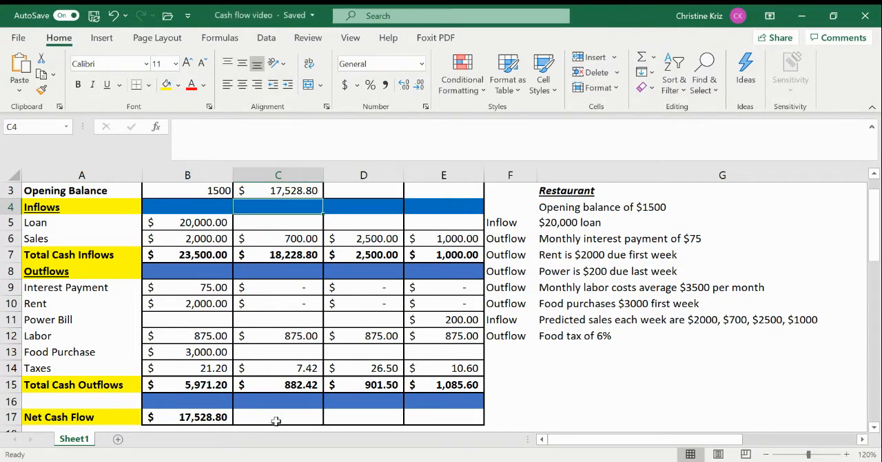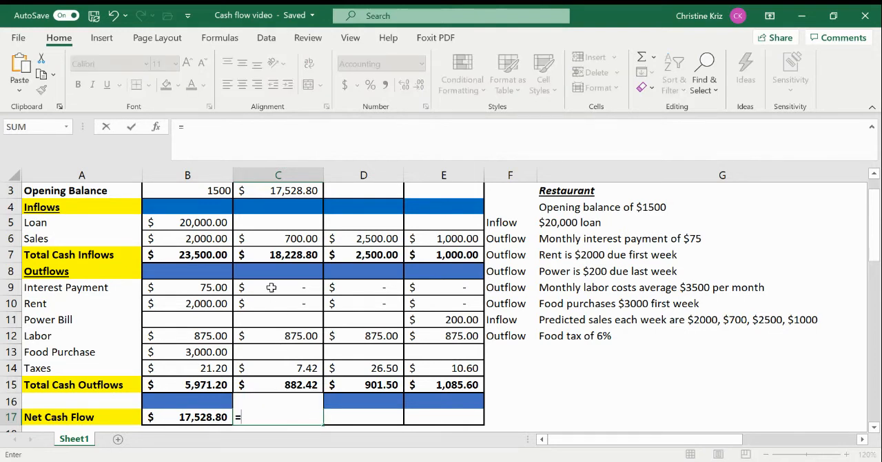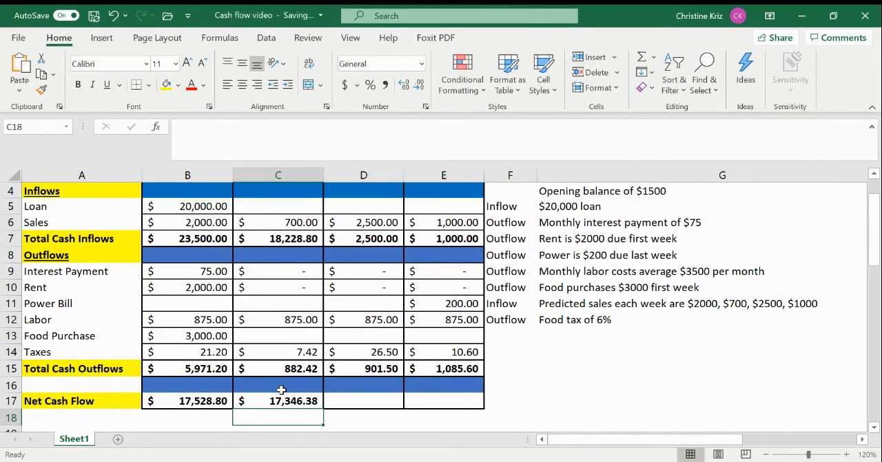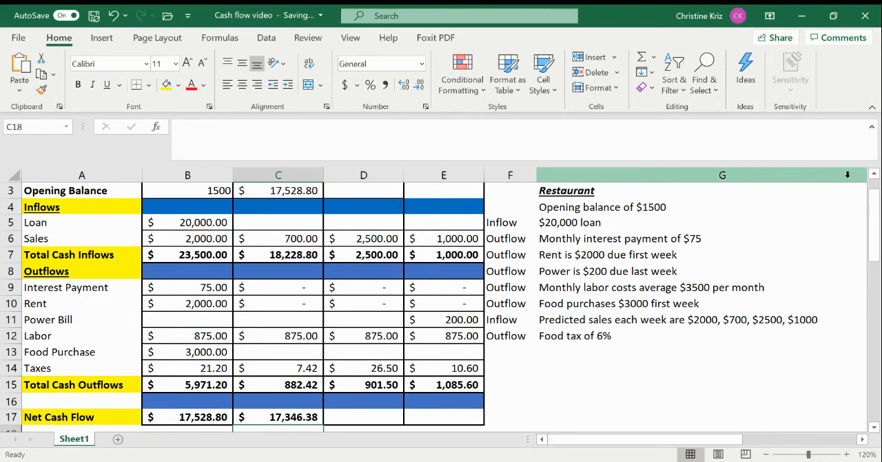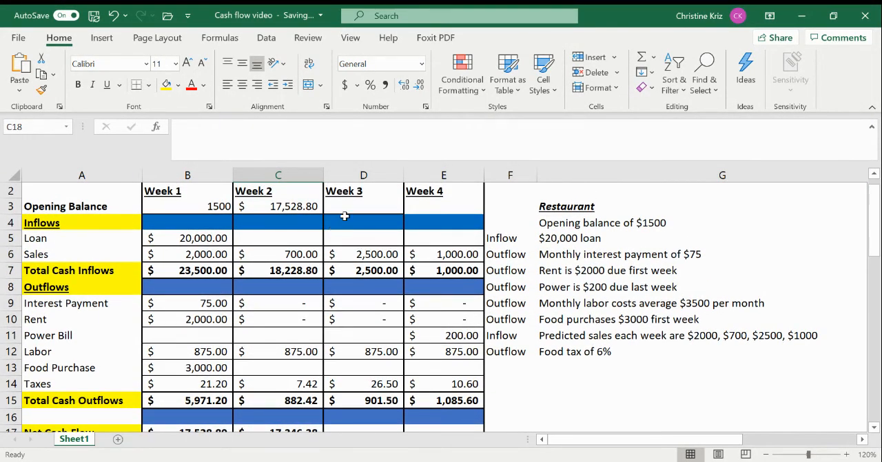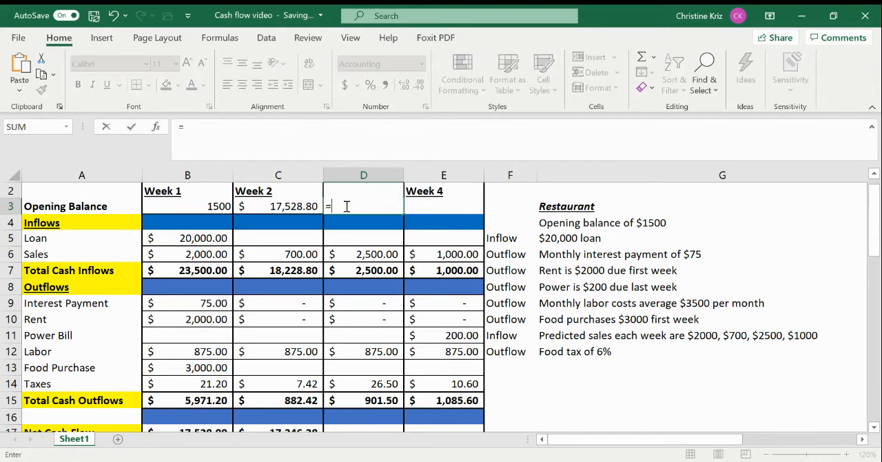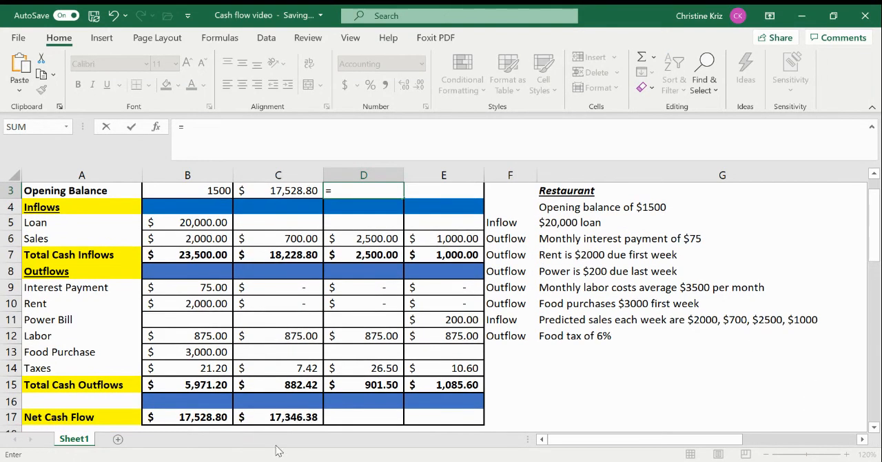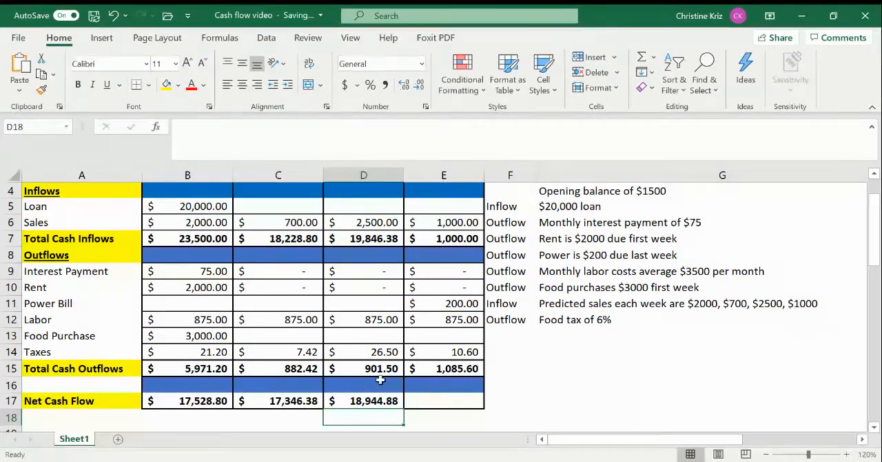So now, again, we want to put the cell where we need it to be to get our net cash flow. And we're going to do equals. We're going to take our total cash inflows minus our total cash outflows and hit enter. Okay. Again, up here, our opening balance for week 3 is going to equal our closing balance for week 2. So we're going to hit enter there. All right, and that puts our number up there. And then our net cash flow is going to be equal the total cash inflows minus the total cash outflows. I'm going to hit enter.